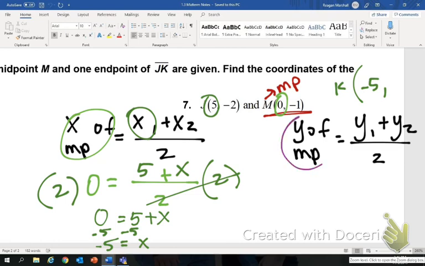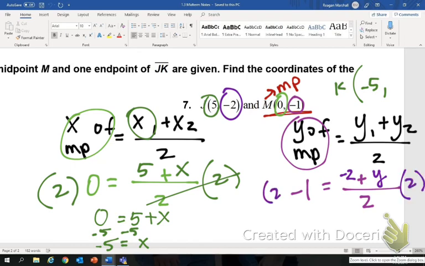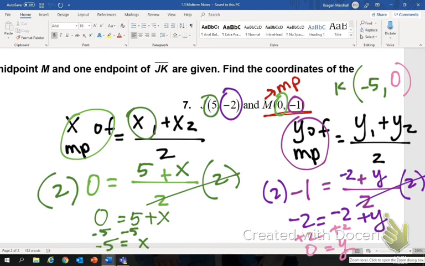Do the same thing for y. The y of the midpoint is negative 1. The y of the endpoint they gave me is negative 2. Multiply both sides by 2. 2 times negative 1 is negative 2, which equals negative 2 plus y. Add 2. So we have y on the right side. Negative 2 plus 2 is 0. So negative 5, 0 is your other endpoint.